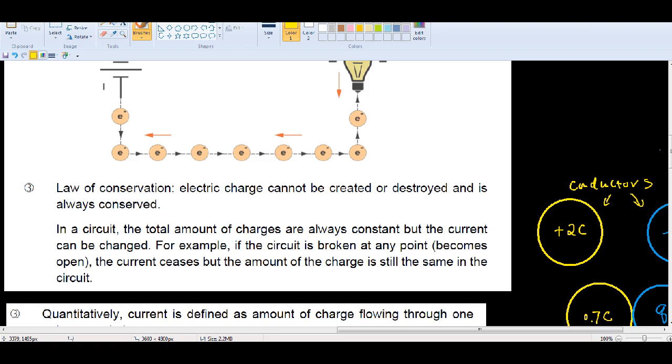But the current can be changed. So the law of conservation doesn't mean the current cannot be changed. Current can be changed, but the total amount of charges cannot be changed. Okay, so there are two different things, right?